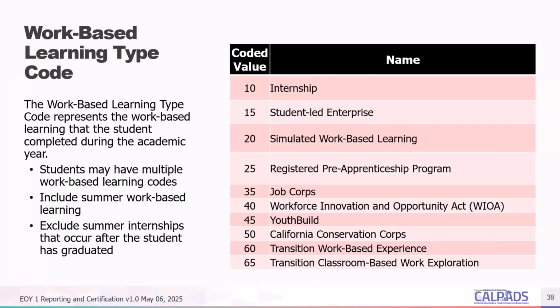Internships require the most data with several conditional fields. Student-led enterprise and simulated work-based learning have a conditional field that's similar to internship, but just one. The rest of the work-based learning types require minimal data. Job Corps, Youth Build, and the California Conservation Corps are either federal or state programs. Transition work-based experience and transition classroom-based work exploration are specific to students with disabilities, and often you have to consult the special education department for this information.